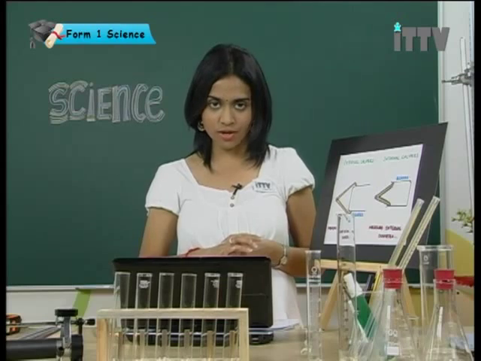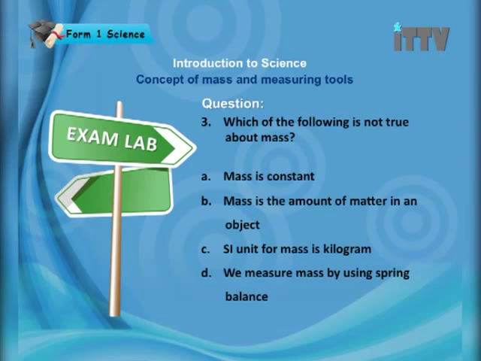Let's see question 3. Question 3. Which of the following is not true about mass? A. Mass is constant. B. Mass is the amount of matter in an object. C. SI unit for mass is kilogram. D. We measure mass by using spring balance.